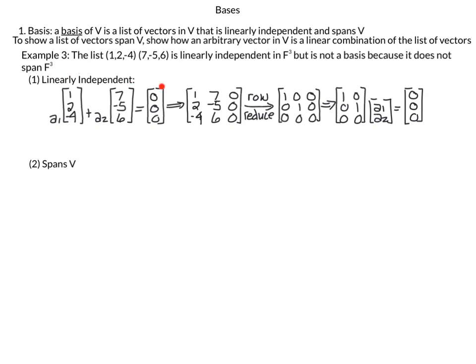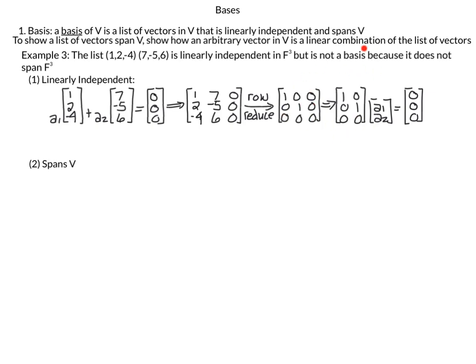So we're going to set up our homogeneous equation, our scalar a1 times our first vector, 1, 2, negative 4, plus our scalar a2 times our second vector, 7, negative 5, 6, set equal to our 0 vector. So the matrix that represents this has our first vector, 1, 2, negative 4, our second vector, 7, negative 5, 6, and our solution vector, 0, 0, 0. We row reduce, and we get this matrix with columns 1, 0, 0, 0, 1, 0, and 0, 0, 0.